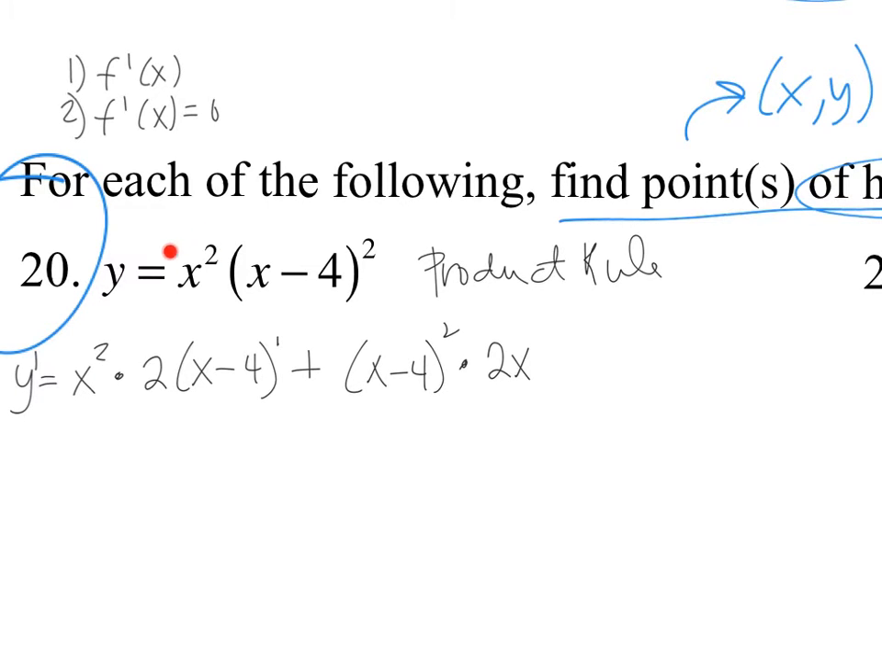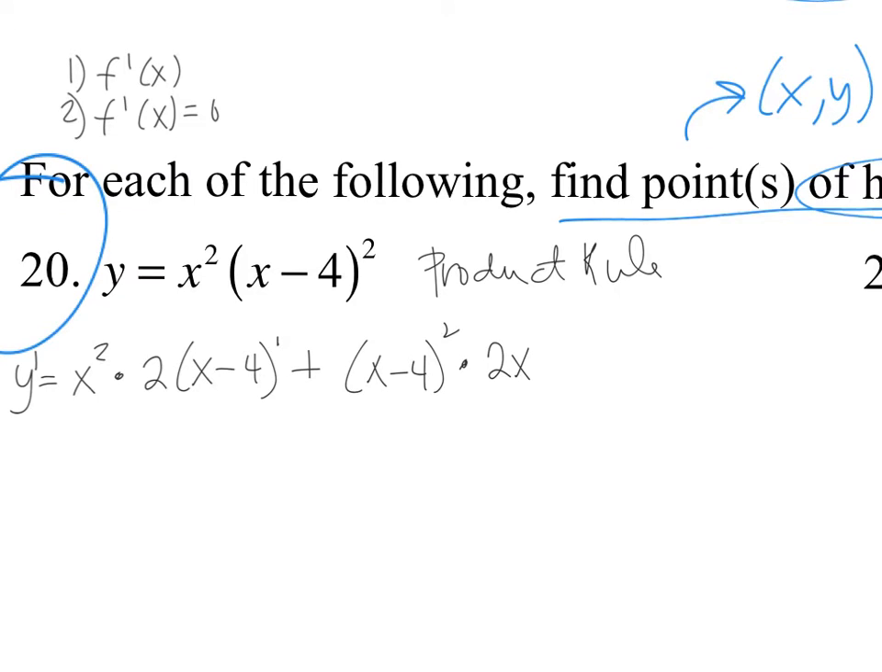Notice how the first is 2x times d stuff, which is x, so just 1. That's what we're saying, that the chain rule is always in effect. So the first times derivative of the second plus the second times derivative of the first. There's a times 1 here. And now we want to set that equal to 0. Well, let's clean it up first and then let's set it equal to 0.